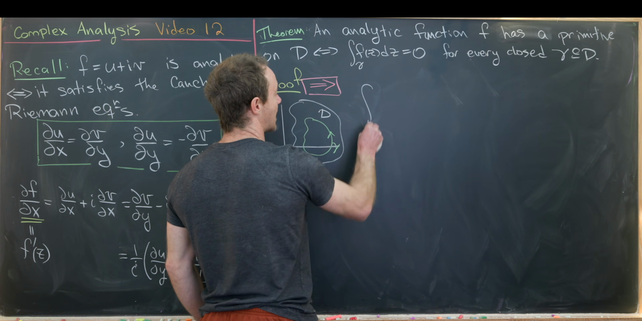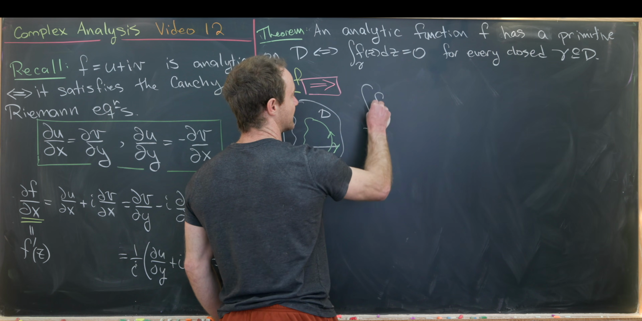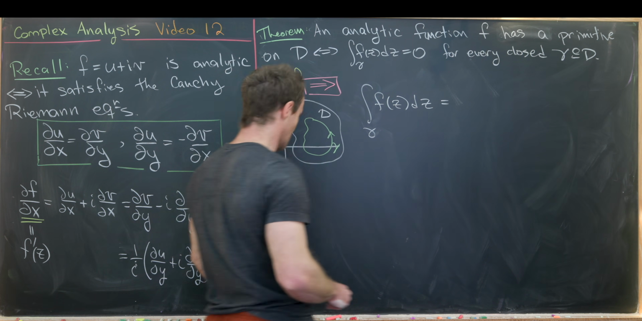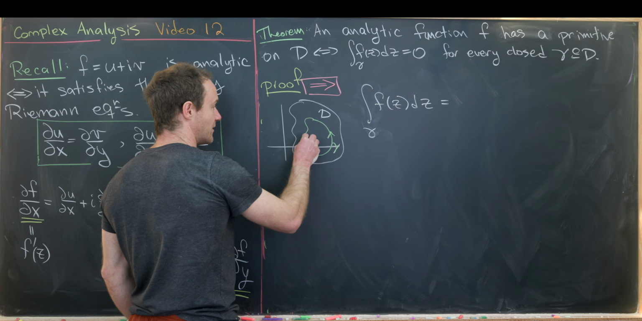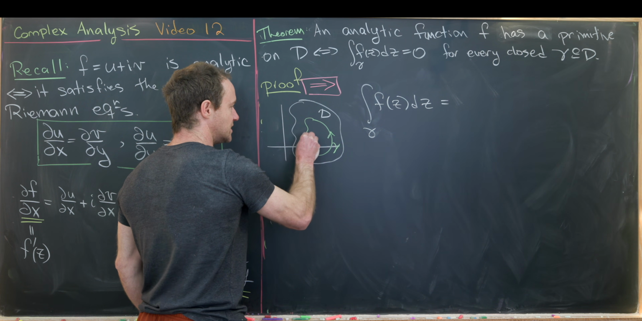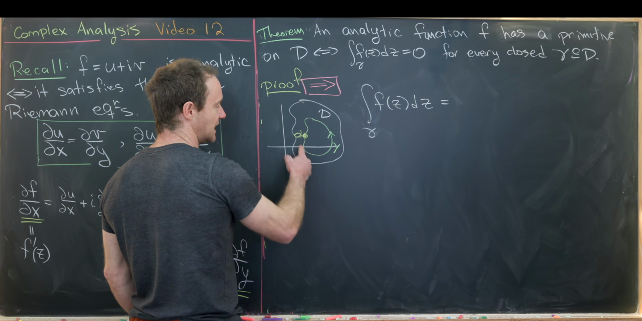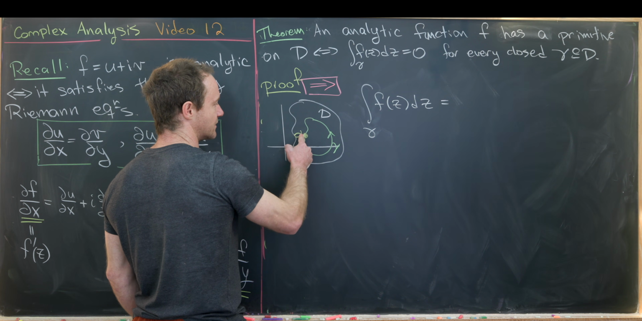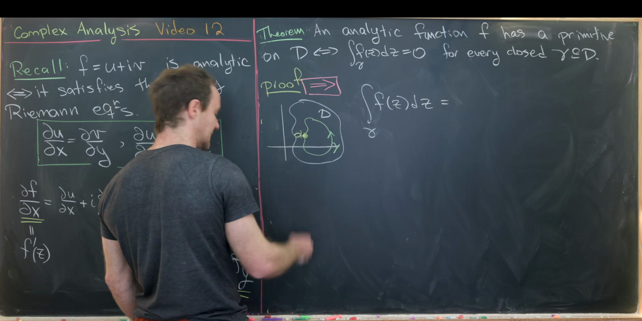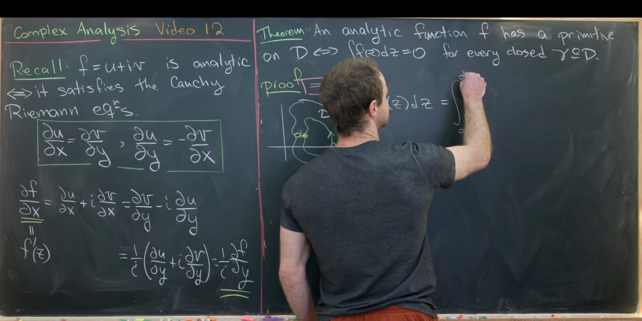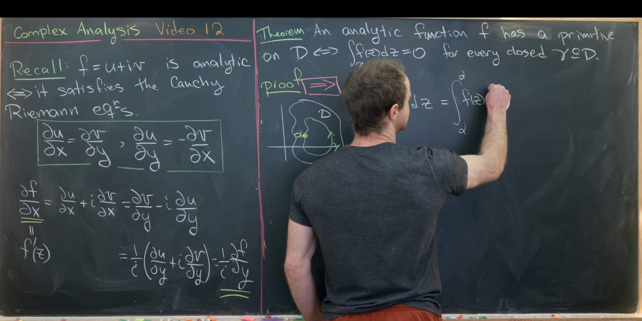But now let's calculate our integral over gamma. So our integral over gamma of f of z dz, well, that's going to be the integral from any point in gamma to the same point. So let's say this point here is alpha, and then integrating over this whole curve means that we are starting at alpha and ending at alpha. So that means we can write this as the integral from alpha to alpha of f of z dz.